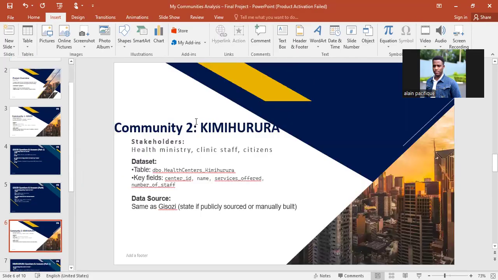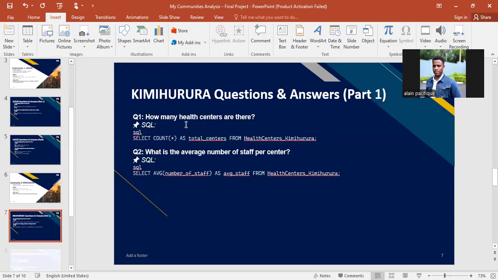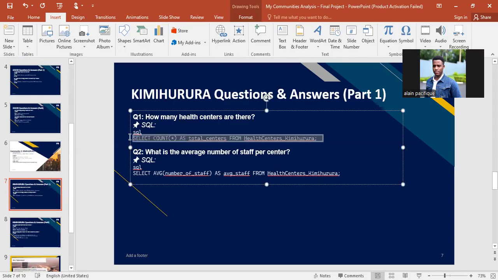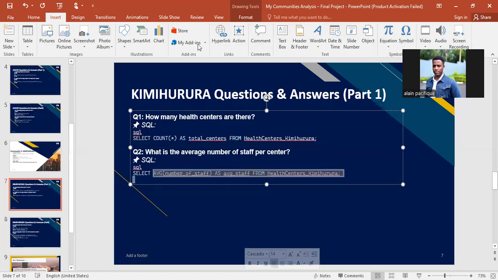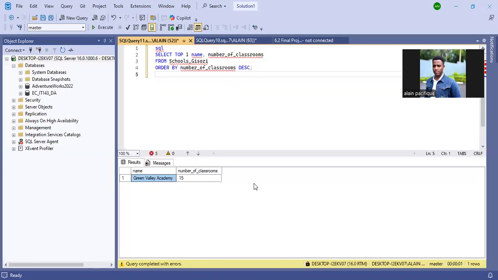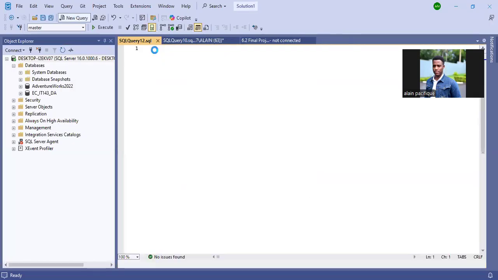Community 2 is the Kimihurura section. Kimihurura is a community that focuses on health centers. Stakeholders here include public health officials and local residents. One of my questions was how many health centers are there? By asking the question, I've already created the table to fetch this data from.